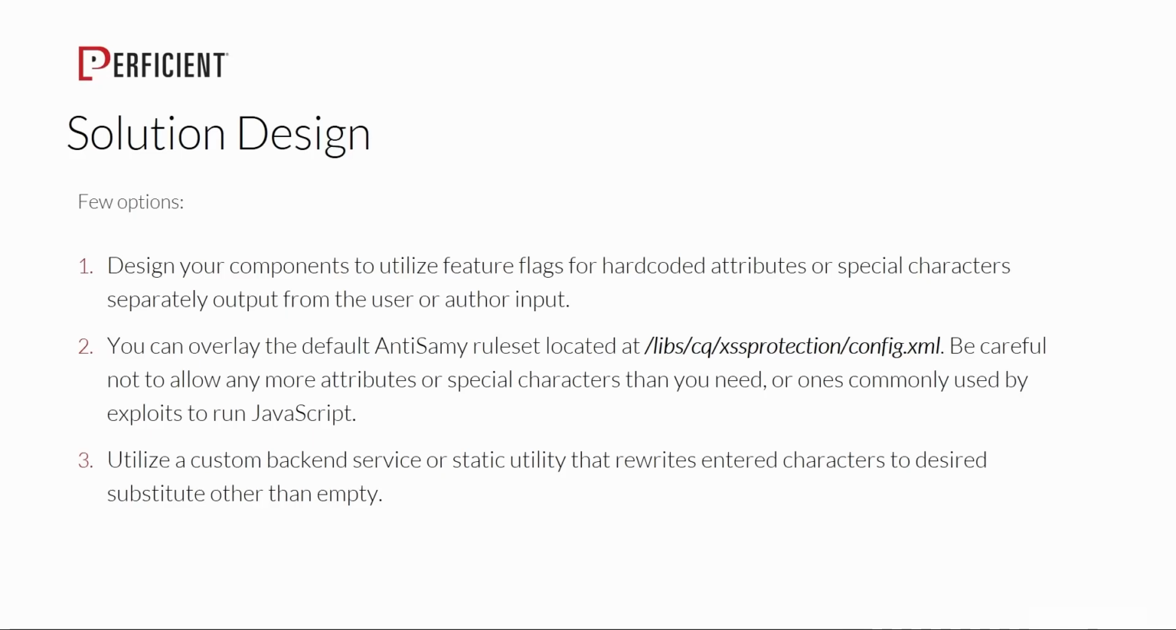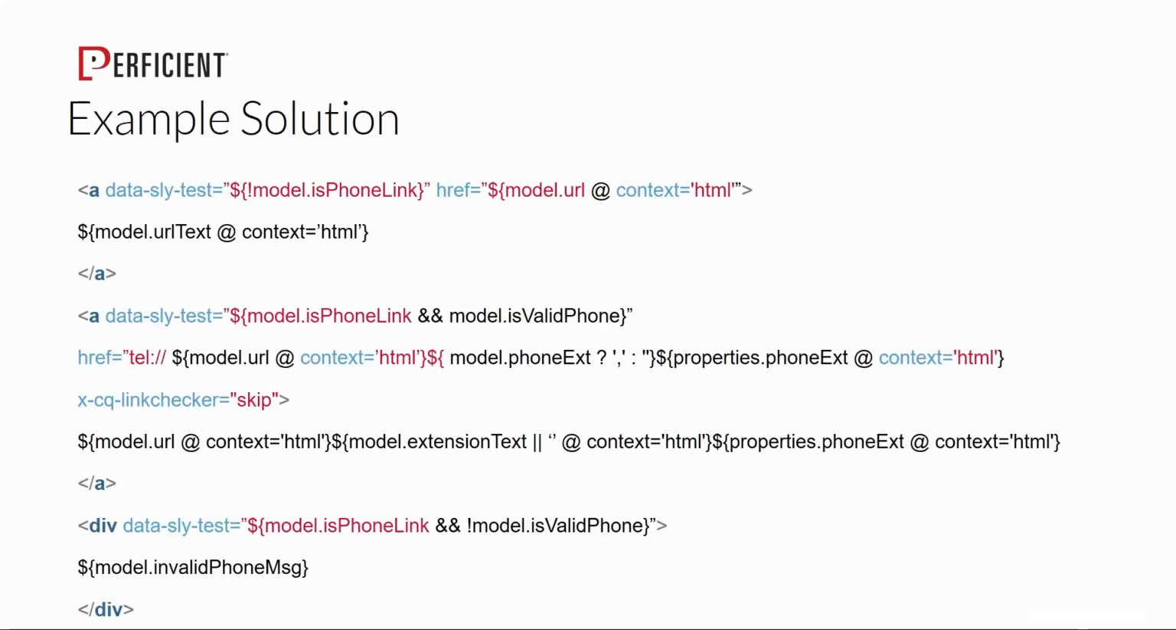Thirdly, you can utilize a custom backend service or static utility that rewrites entered characters to desired substitutes other than empty. My preference out of these is number 1, so I'll provide an example. With these considerations, your implementation may look more like the following. It's a bit complex, but straightforward once you examine it.